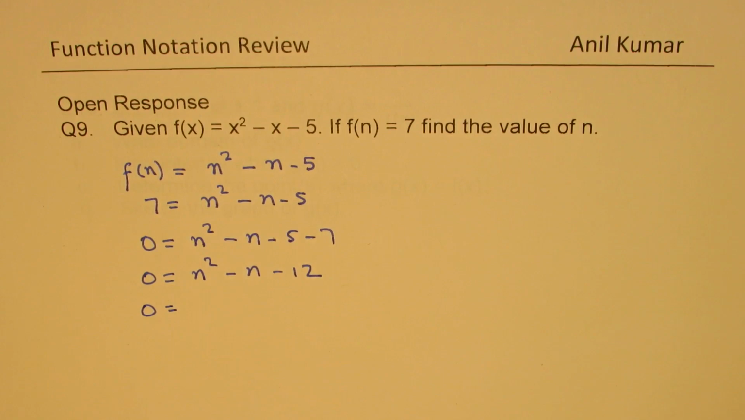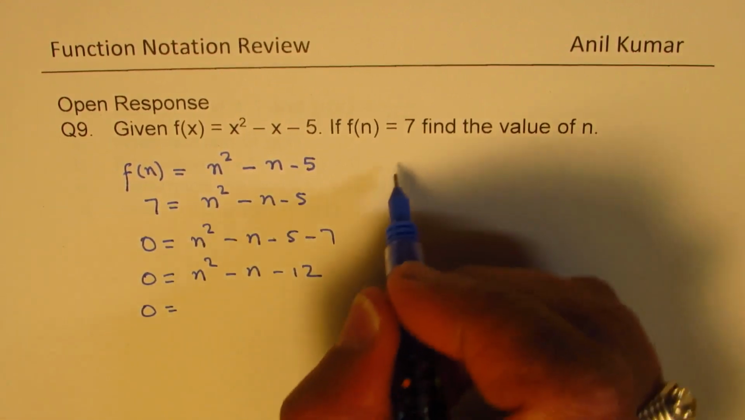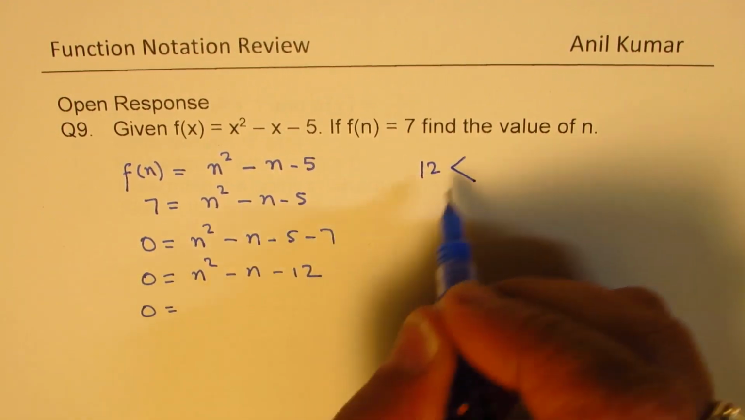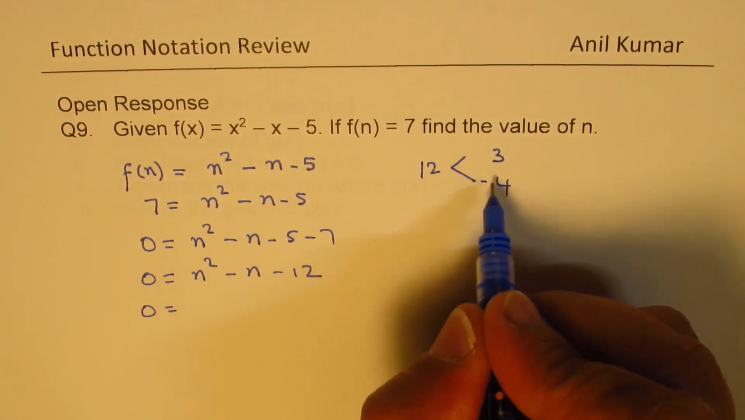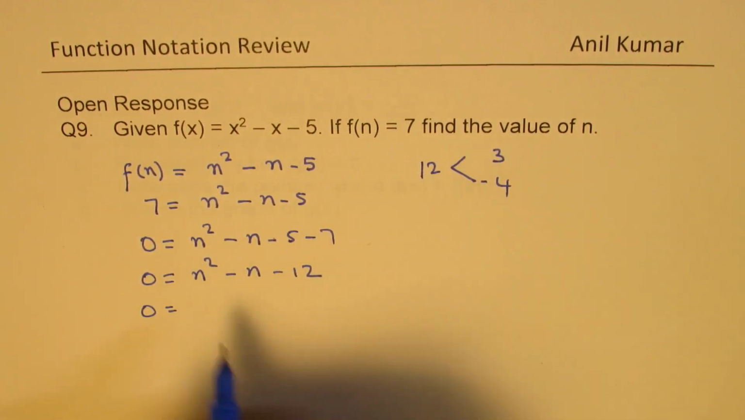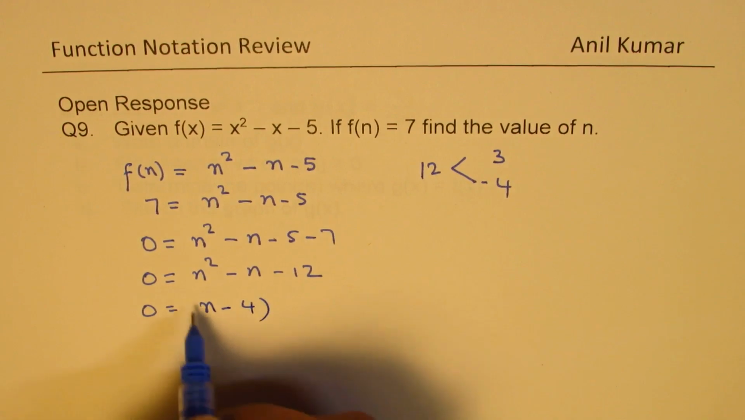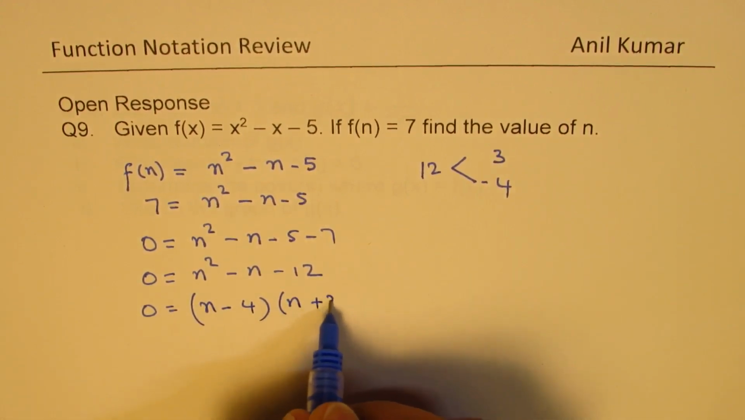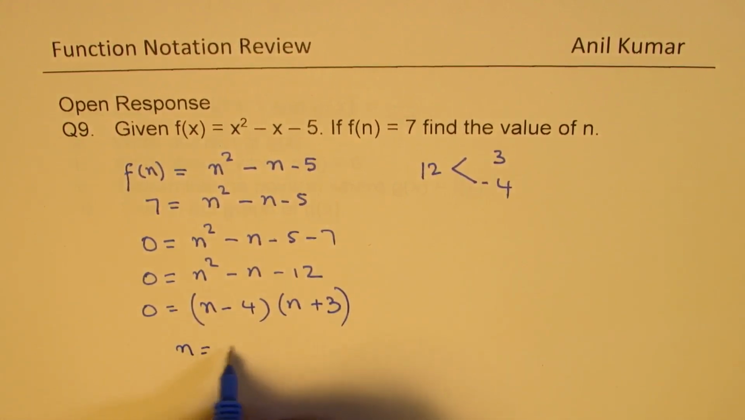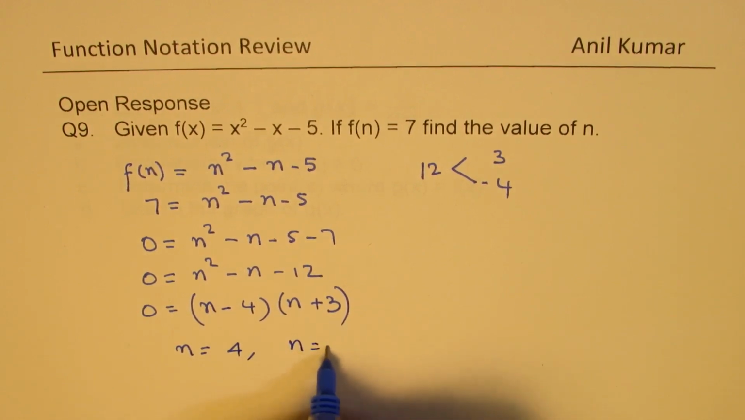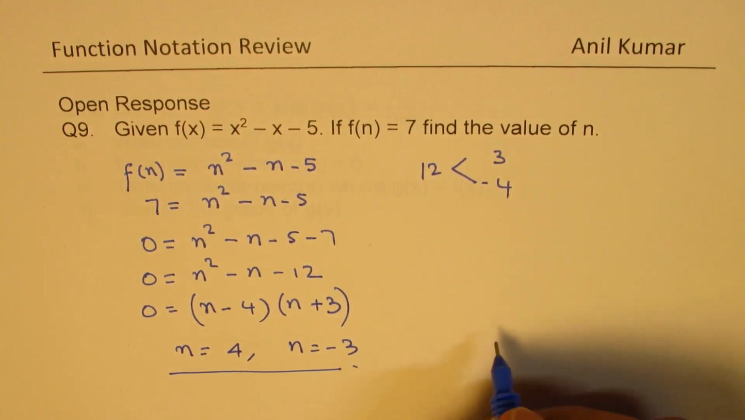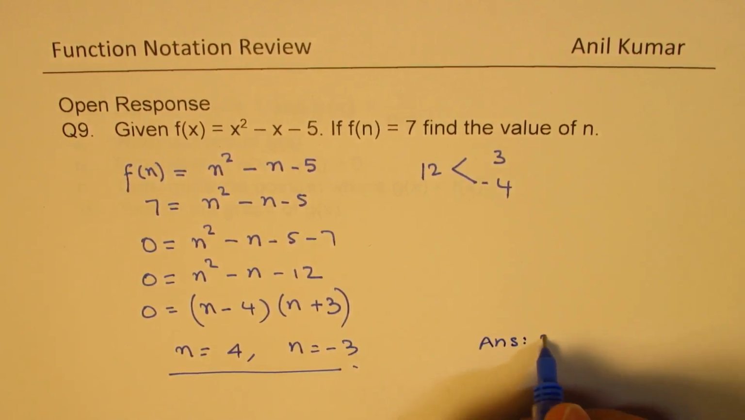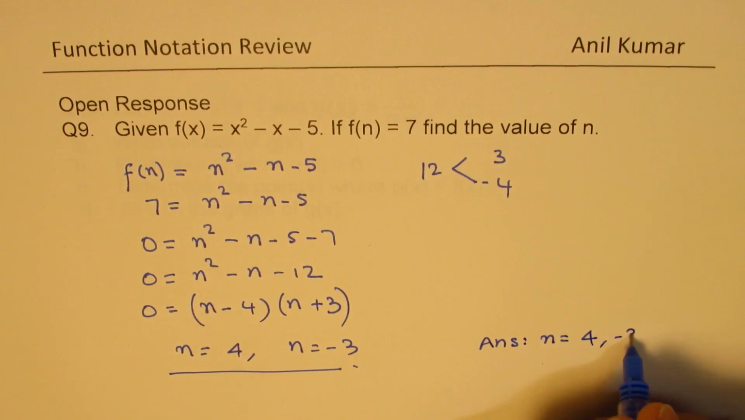Now, 12 has a product and sum 3 and 4, right? So we could write 12 as product of 3 and 4. Since we want negative to add, so we get minus 4, right? So we could write this as n minus 4 times n plus 3. Clearly, n could be equal to 4 or n could be equal to minus 3. So there are two solutions for this particular question. So we get answer as n is equals to 4 or minus 3, correct?